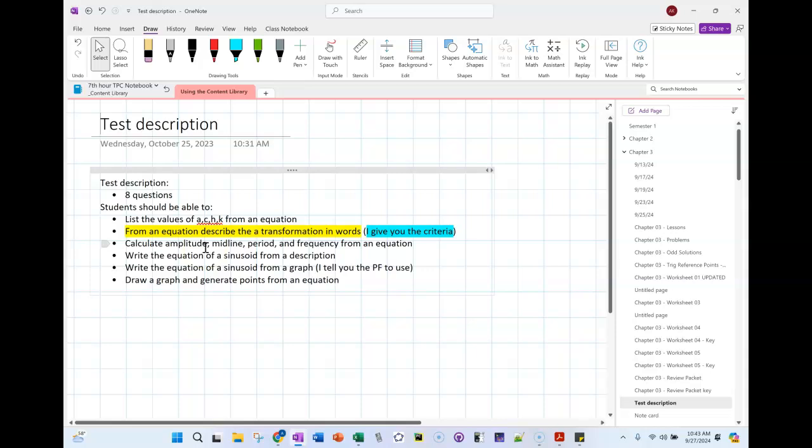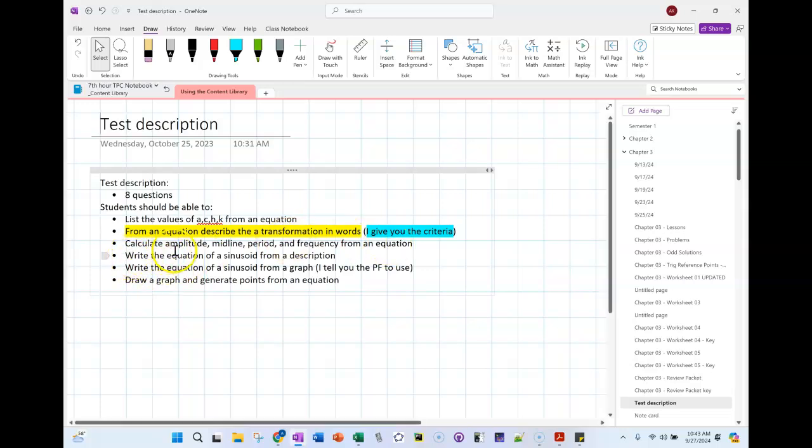Okay, you'll need to calculate amplitude, midline, period, frequency from an equation. In order to do those calculations, what do you have to get from the equation? A, C, H, and K. If you can't get those correctly, it's going to be hard to get the correct answers there, right? You're detecting a pattern here. Got to be able to do that.